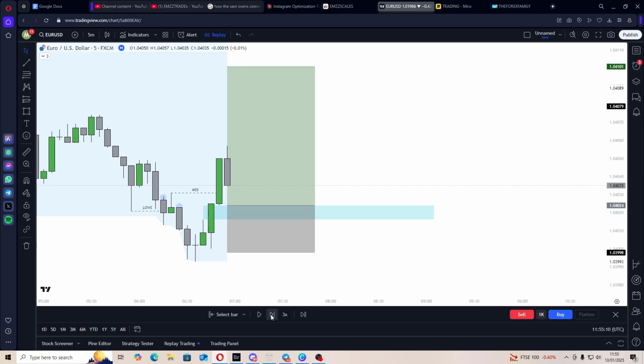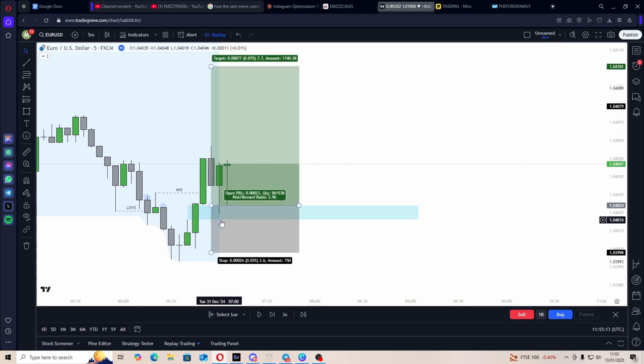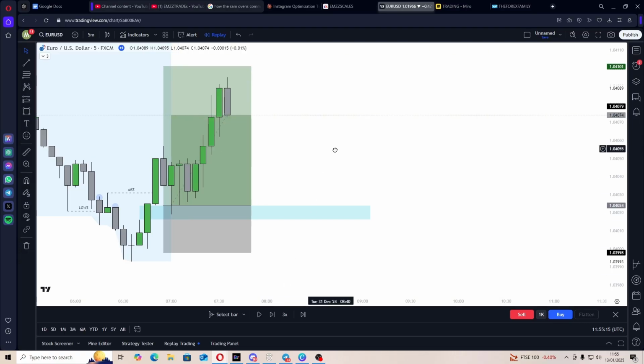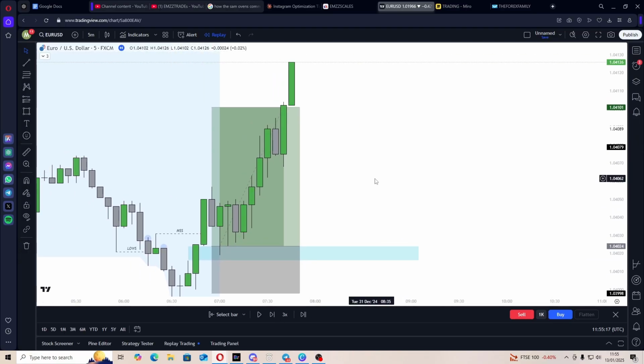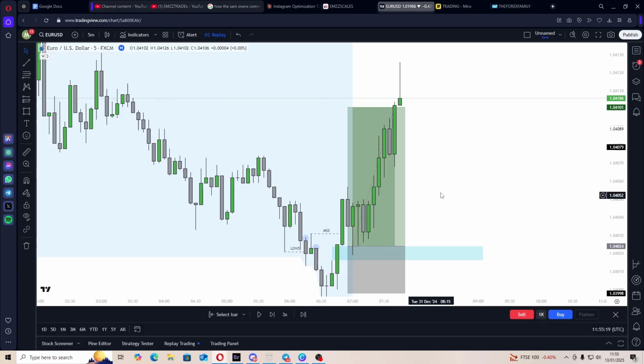Now if I play price forward, you can see it just entered off of the FVG right there, and now it's going towards the upside, and now it's going to completely smash take profit. This is exactly what you want to see every single time you trade.